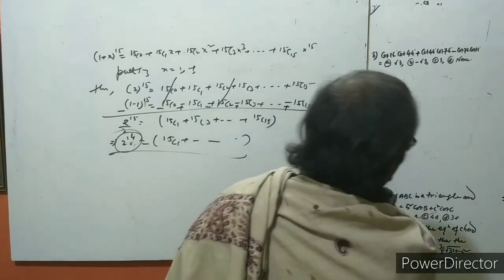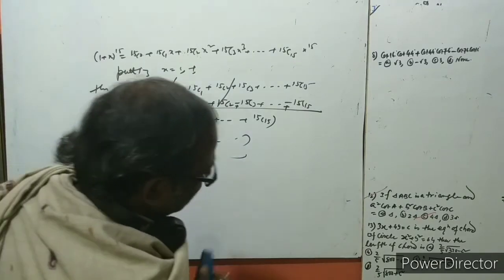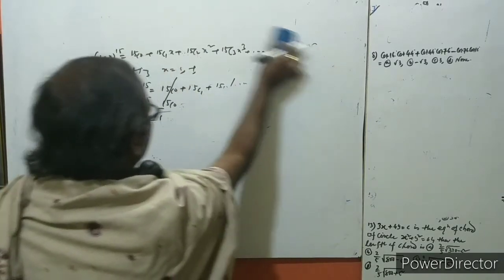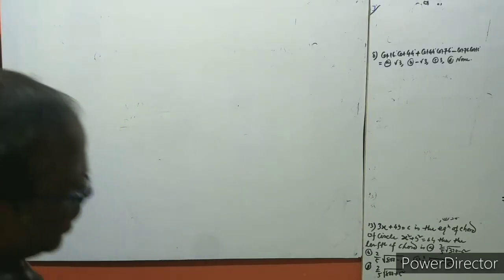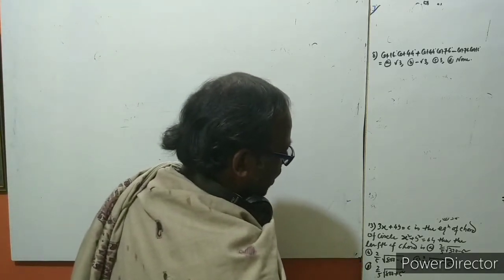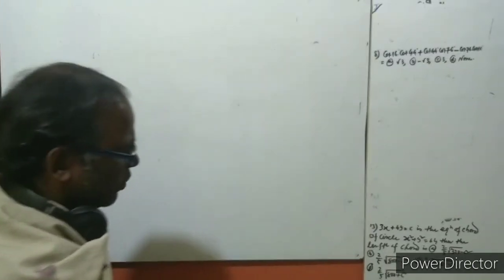Okay, and now see question number 12 here. Okay, 12 is complete also. Now see 13, a very interesting question here. A straight line 3x plus 4y equals c is the chord of the circle, and then the length of the chord is given.